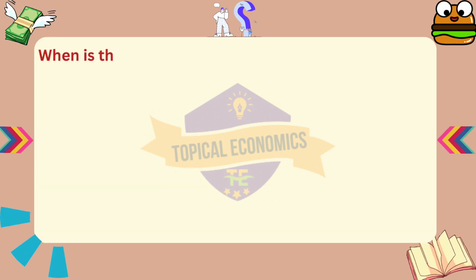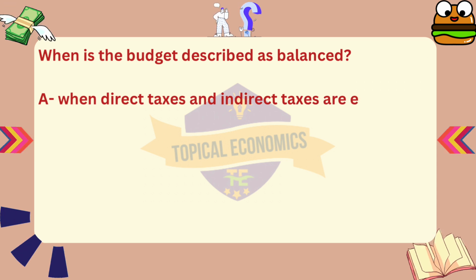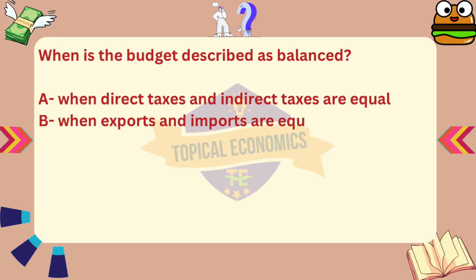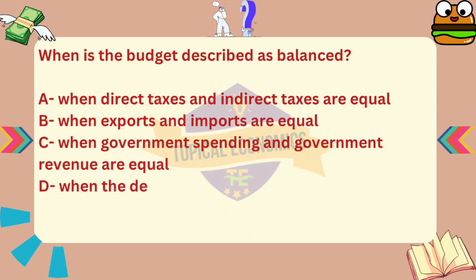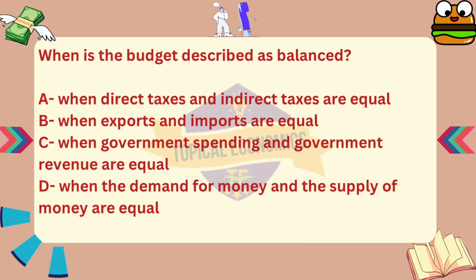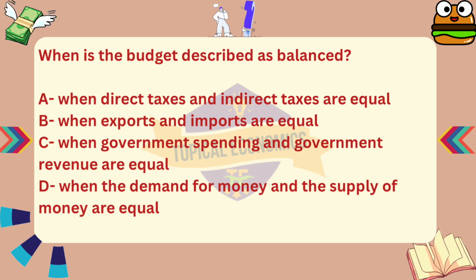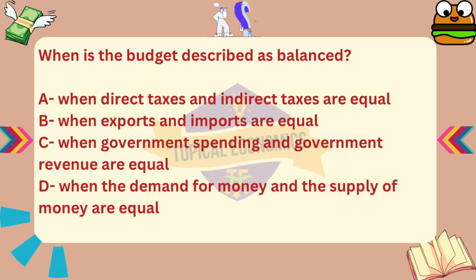Moving to question 17. When is the budget described as balanced? A. When direct taxes and indirect taxes are equal. B. When exports and imports are equal. C. When government spending and government revenue are equal. D. When the demand for money and the supply of money are equal. Reference, 2020 May-June version 1. The correct answer for this question is option C. When government spending and government revenue are equal.